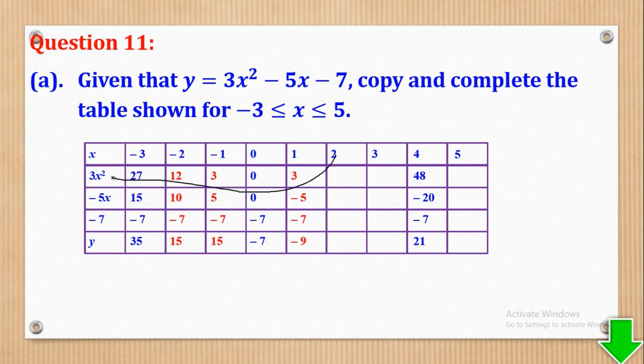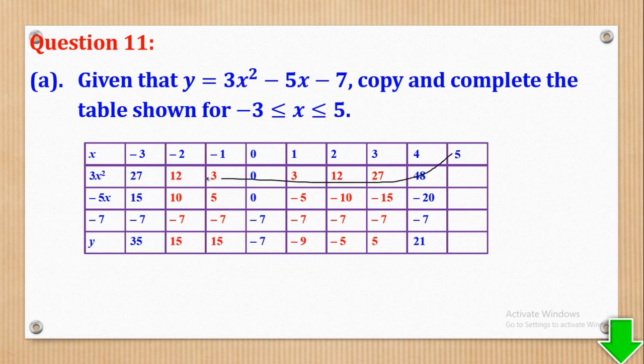Then for this one, 2 squared is 4. 4 times 3 is 12. Then negative 5 times 2 is negative 10. This one remains constant. So when I add these, I come up with negative 5. Then for this one, 3 squared is 9. So 9 times 3 is 27. Then negative 5 times 3 is negative 15. 7 is constant. So when I add these, I come up with 5.